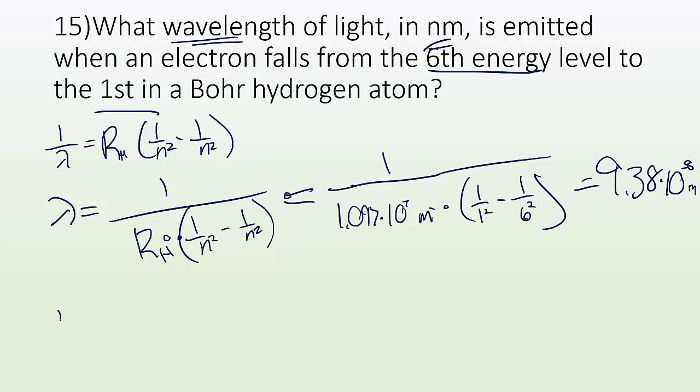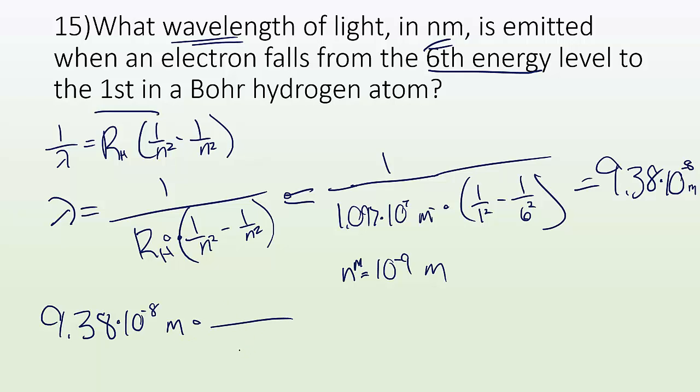Now, to get nanometers, since I have my answer in meters, I need a conversion factor. Nano means 10 to the minus 9, so a nanometer is 10 to the minus 9 meters. I want meters to cancel out, so I put meters on the bottom: 10 to the minus 9 meters is 1 nanometer. So 9.38 times 10 to the minus 8 divided by 10 to the minus 9 gives 93.8 nanometers. That should be my final answer.